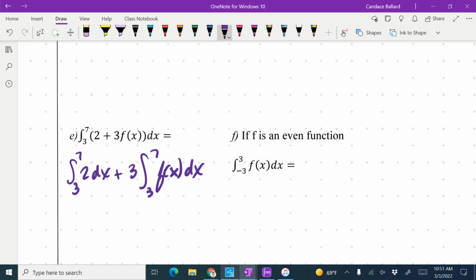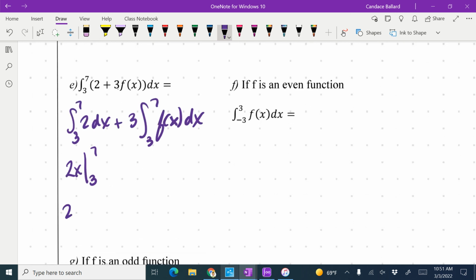All right, this one has a little bit more work to it than the last few we've done. 2 dx is not one of the things where you're just assigned a value and can sub in. So we're actually going to integrate that part. When I integrate 2, what do we get? 2x, and we're going to evaluate that from 3 to 7. So that means I've got 2 times 7 minus 2 times 3.